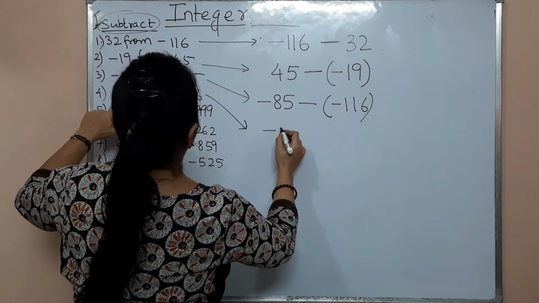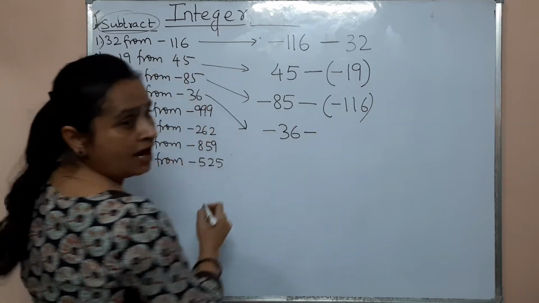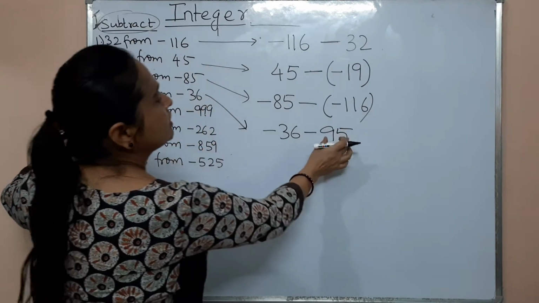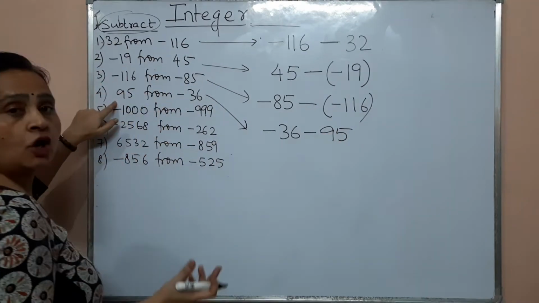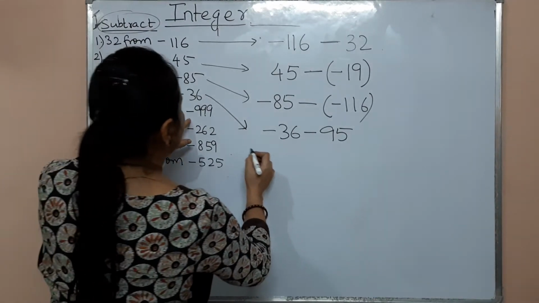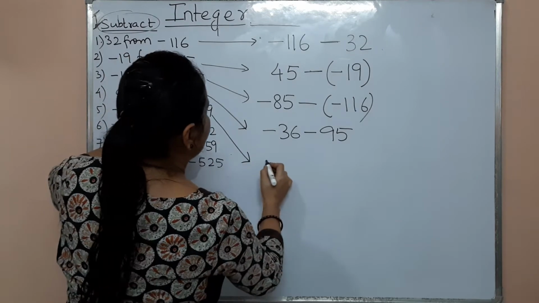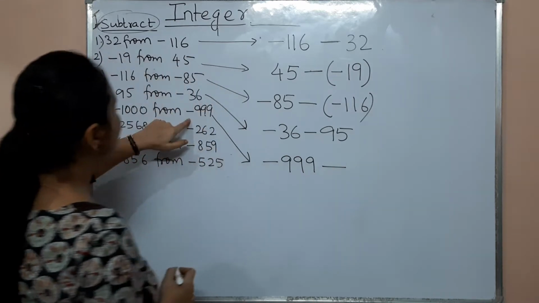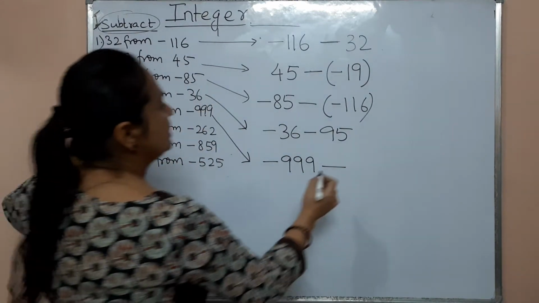From -36, you have to subtract what? 95. Here it was a positive number, so we need not enclose it within the bracket. Next question. From -999, we have to subtract what? A negative number.